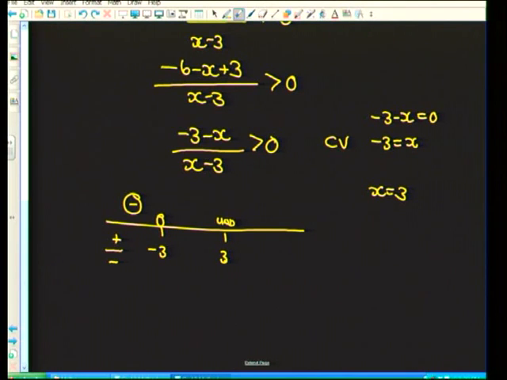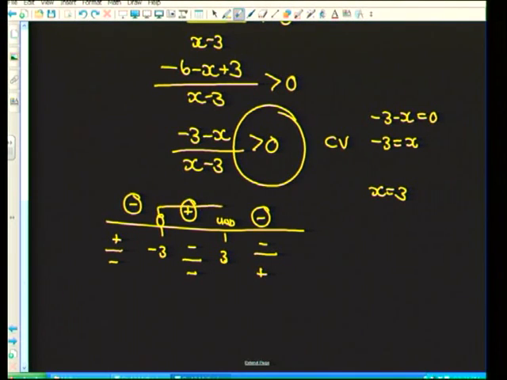Between these two values, let's take minus 1. Minus 3 minus minus 1 would be a negative. And minus 1 was another negative, so this would be a positive. Over here, if we take, say, 4, minus 3 minus 4 would be a negative. And 4 minus 3 would be a positive. So that would be overall a negative. But we want greater than 0, so we want the positives, so it would be there. So it would be from minus 3 to 3.